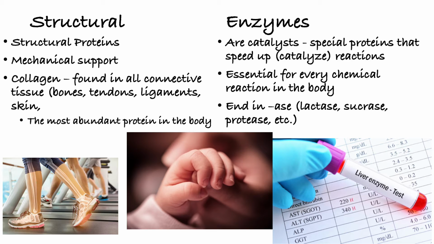The second type would be enzymes. All right, enzymes are catalysts. If you remember the other video where I talked about catalysts, they are special proteins. They speed up, or we say catalyze, a reaction. And the way they do this is by decreasing the activation energy. I'm going to have another video where I talk just about enzymes, so be sure to look out for that. But enzymes are proteins. They are essential for every chemical reaction in the body.